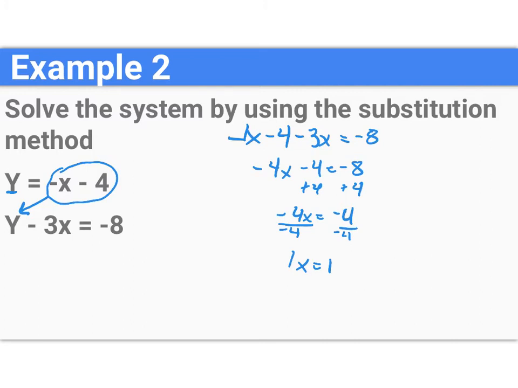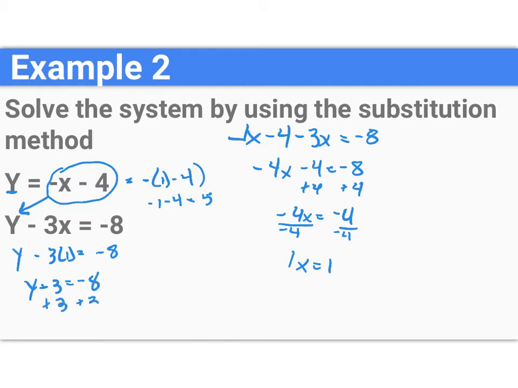Now we have to stick 1 into both equations. If I do negative 1 minus 4, I get negative 5. And in the other equation, y minus 3 times 1 equals negative 8, so y minus 3 equals negative 8. Add 3 to both sides, and I get y equals negative 5. Okay, so our point of intersection is 1, negative 5.